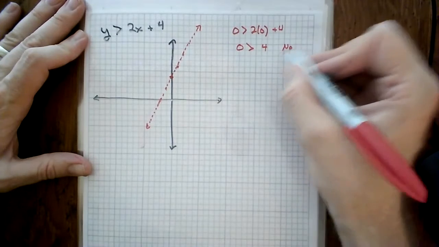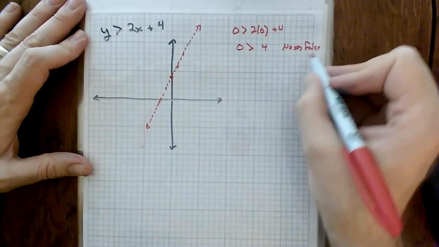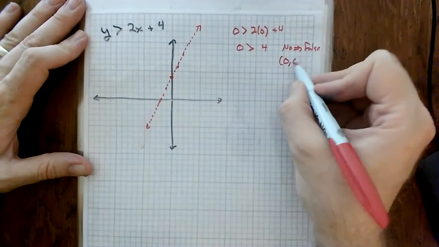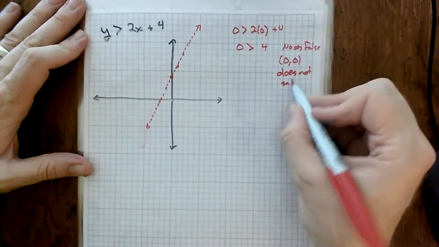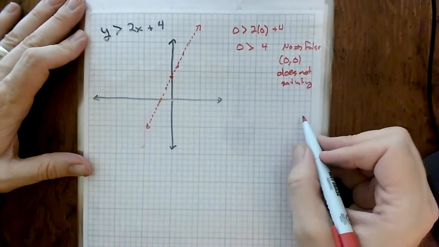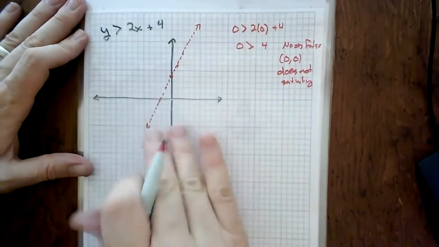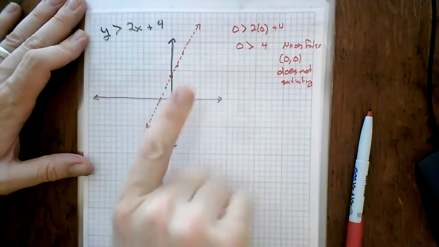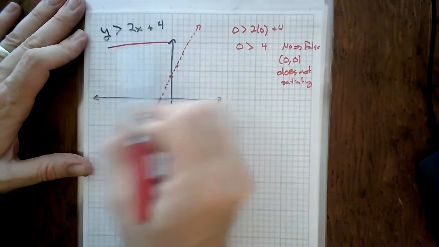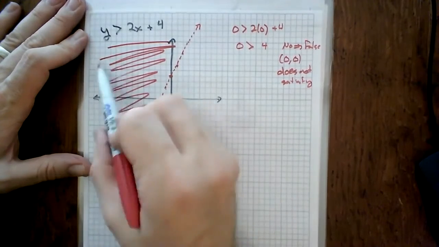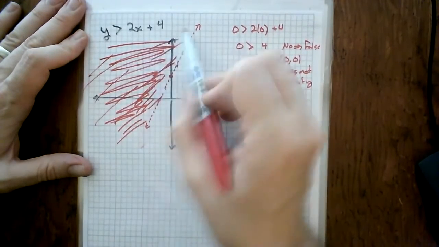No, this is false, which tells us that 0, 0 does not satisfy our inequality. That means I'm not looking to shade in this side of my inequality. I'm going to shade in the other side. We're just shading in half of our graph, and our line is our boundary.